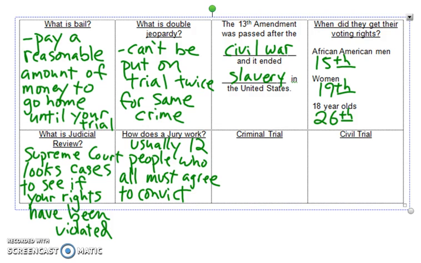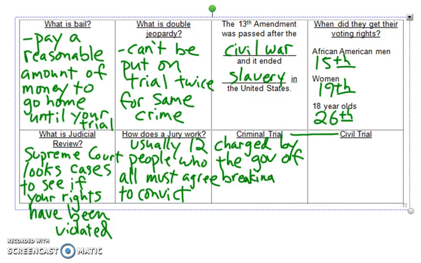Two types of trials that we have: civil trial and criminal trial. Criminal trial is you are charged by the government, could be the state, could be the federal, of breaking the law. And of course, the punishment can be jail.